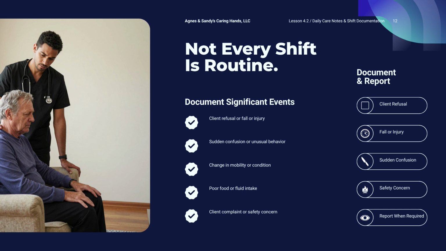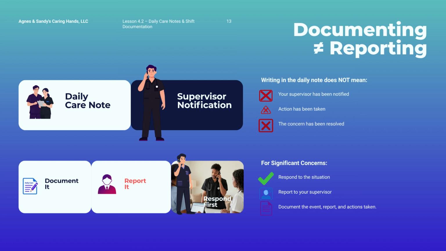If a client falls, experiences an emergency, develops a significant change in condition, or there is another serious concern, follow agency reporting and emergency procedures immediately. Do not wait until the end of the shift to place urgent information in a daily note and assume someone will eventually read it. Report urgent concerns through the appropriate agency process. Then complete the required documentation.